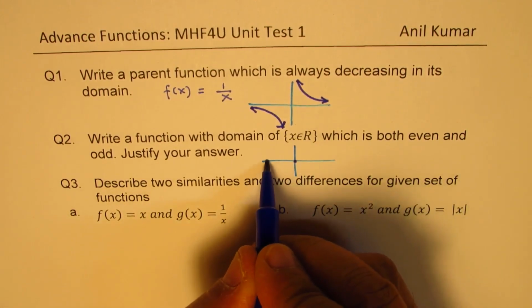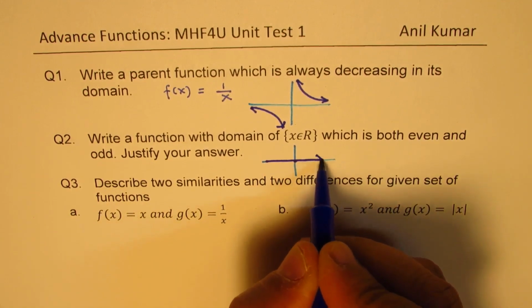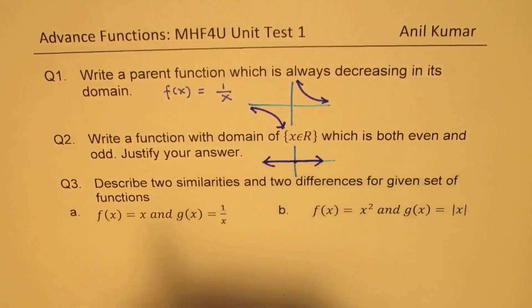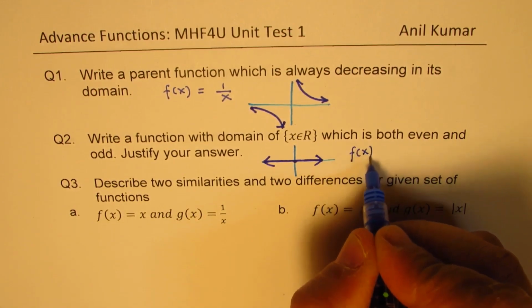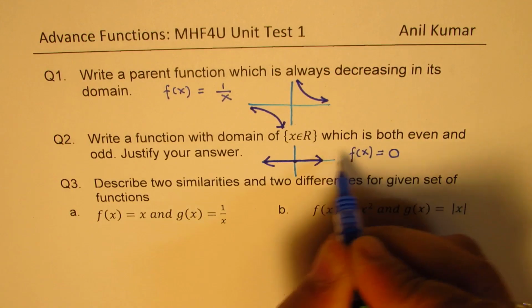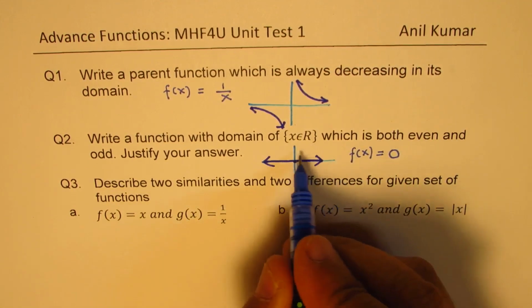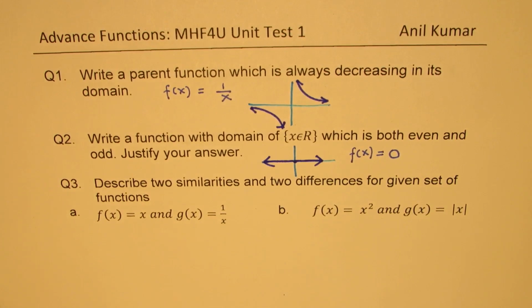Well, here is your function. The x-axis itself is symmetric about both. And what is the equation of this? Well, the equation of this is f of x is equal to 0, right? So the y value is equal to 0. So that is the function.